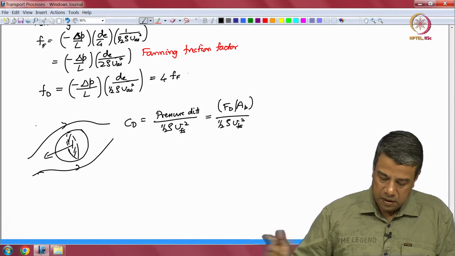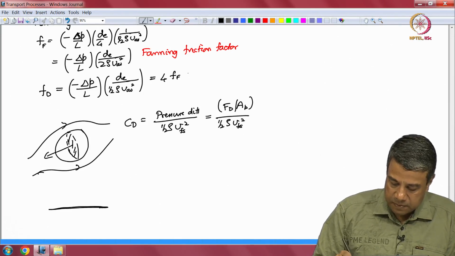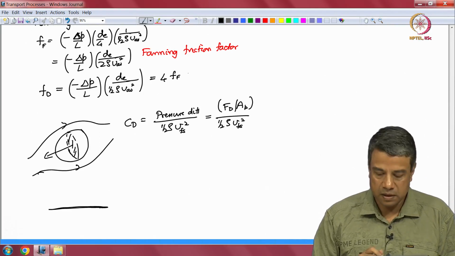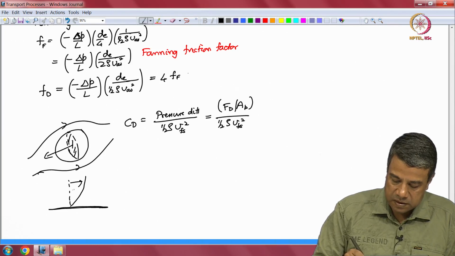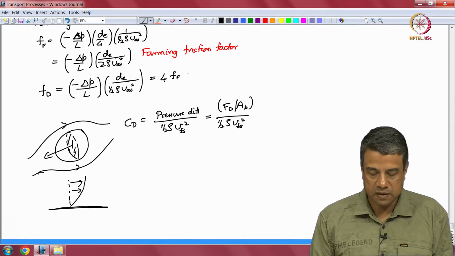In the case of slender bodies such as a flat plate, for example, there is virtually no projected area. The drag force is primarily because of the shear stress exerted on this surface.